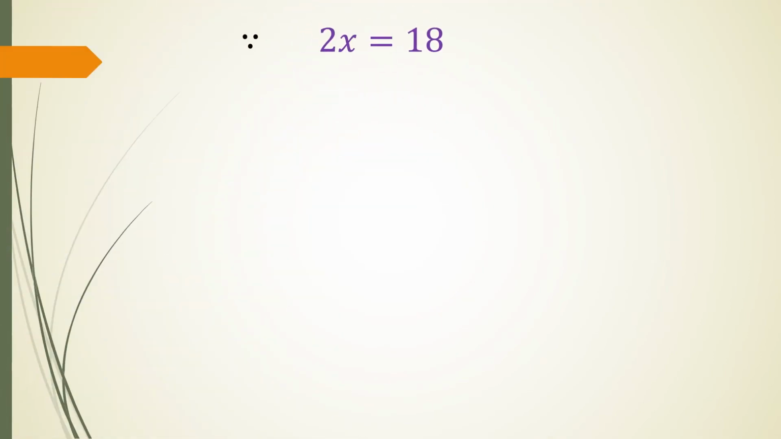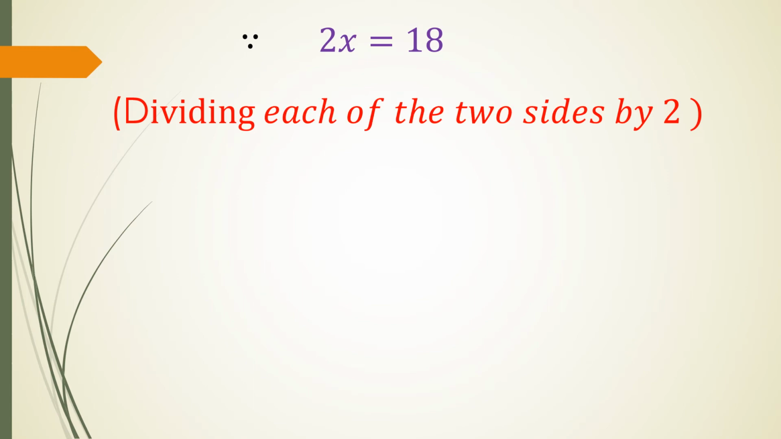Since 2x equals 18, now we will get rid of the multiplier sign by division. So we will divide each of the two sides by 2. So 2x over 2 equals 18 divided by 2. Here 2x means 2 times x, so I want the inverse of multiplying by 2, so it's dividing by 2.